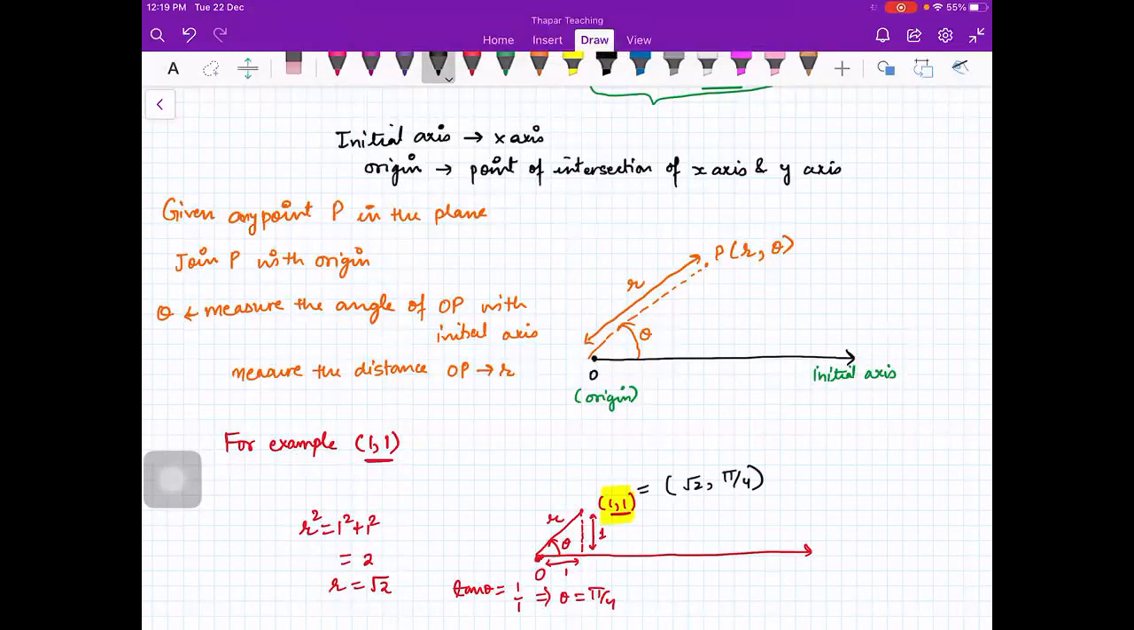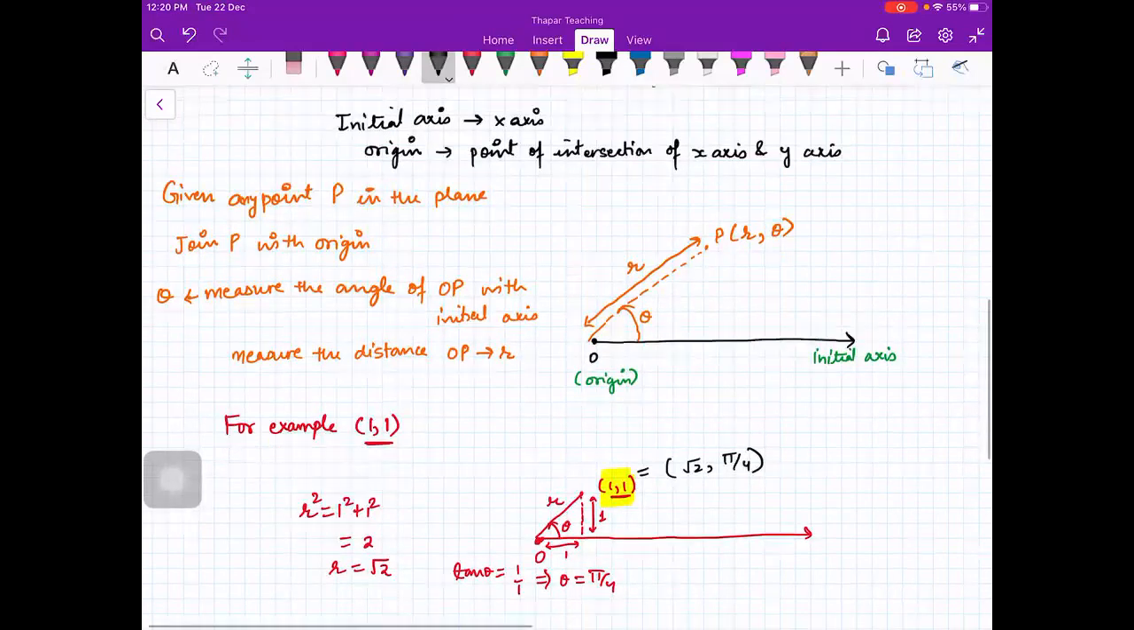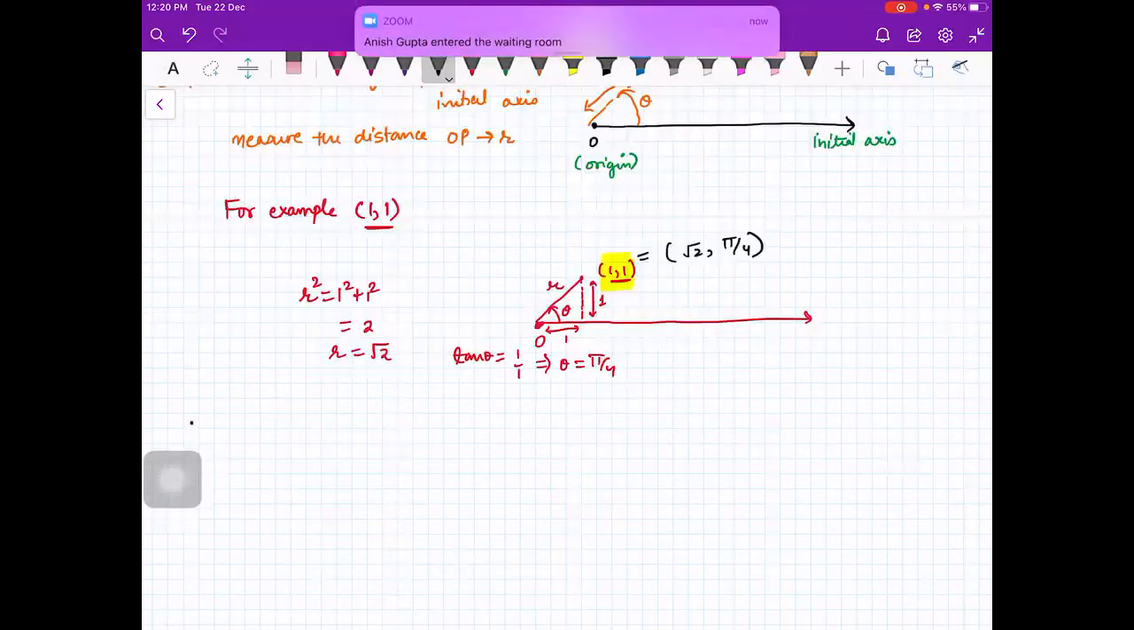Fine. Now there are some conventions about theta and r. Before going to those conventions, is this clear to everybody, how you are going to name any point? Yes, ma'am. Okay. Now let us see what the conventions for theta are.